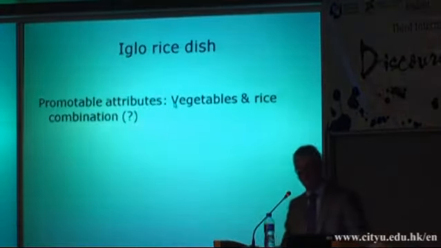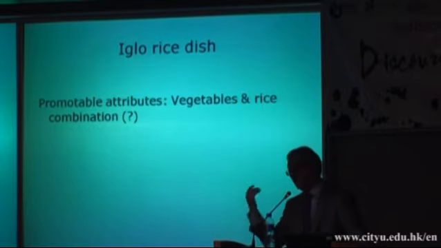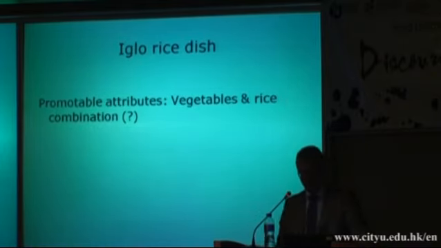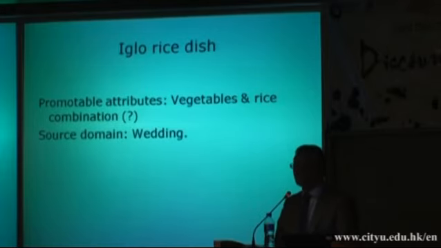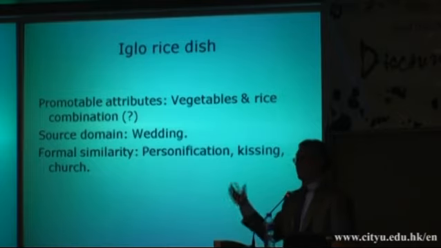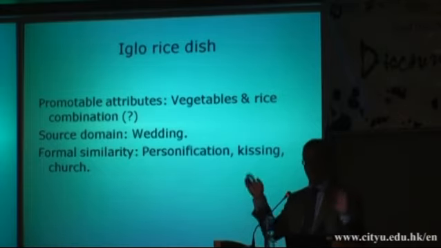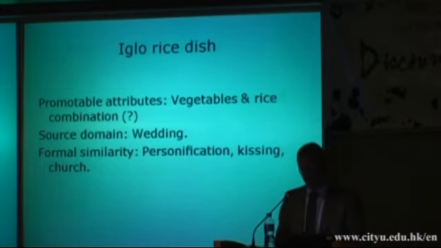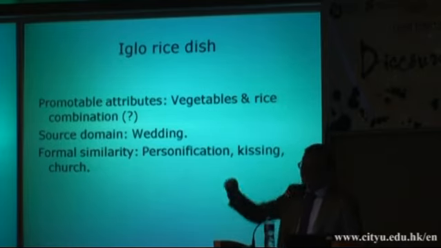So what are the promotable attributes? Well, presumably, okay, Iglo developed this new dish, vegetables plus rice, as a new combination. What's the source domain? Wedding. What's the formal similarity? Well, there's the personification, right? We see the two vegetables move like humans would. There's the kissing and the rice.